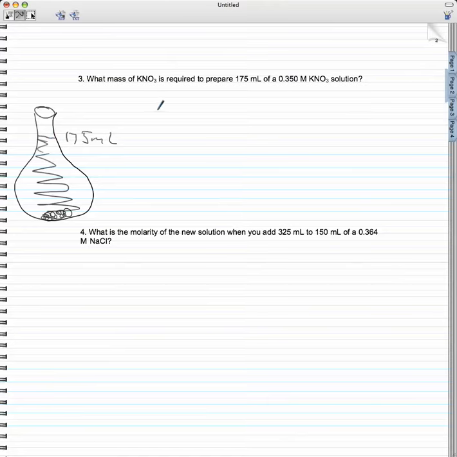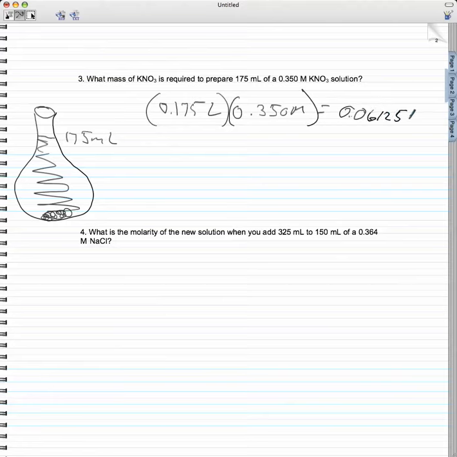Okay, so what we can do is, if we know 175 milliliters of 0.35 molar, we can figure out how many moles of potassium nitrate to add, and by association, what mass that's going to need to be. So to figure out moles again, we have 0.175 liters, so I just converted that milliliters to liters again, times 0.350 molar, which tells us that we are going to need about 0.06125 moles.